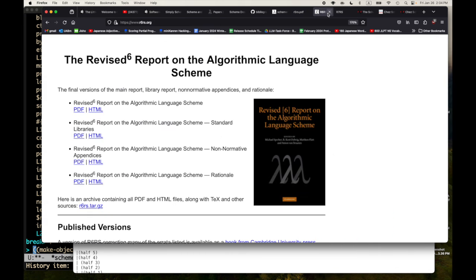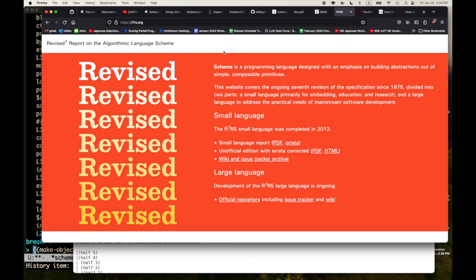Or you could just dive into R6. But just be aware that this is a bigger language and specifies a lot more. And, you know, the library part is large as well. So, okay. And then there's an R7, which I was talking about, which is still being developed. There's a small language and a large language.